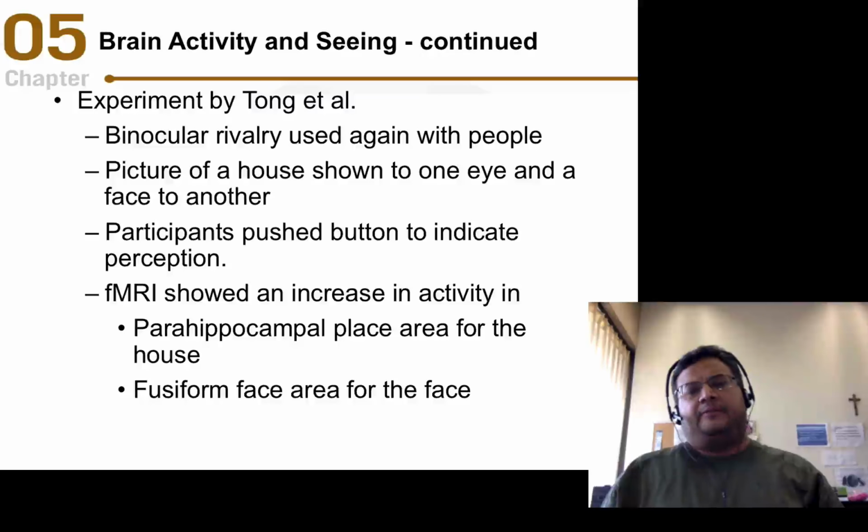And basically the participants were asked to push a button to indicate what they were looking at. Are you looking at a face? Or are you looking at a house? And they're both being presented to the eyes at the same time, just like the monkey.